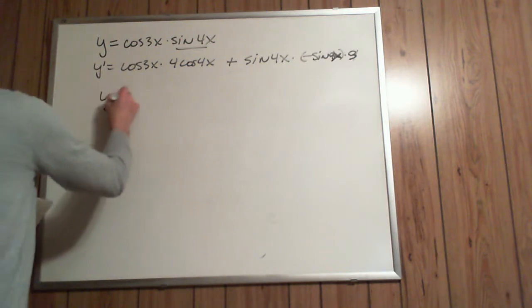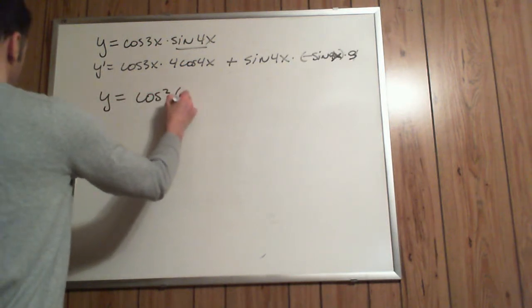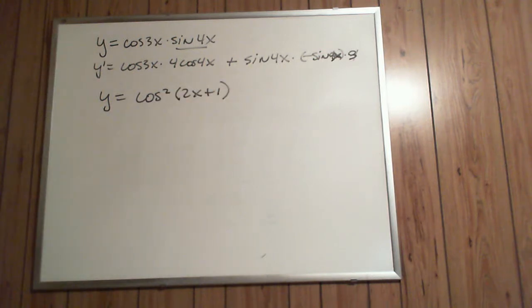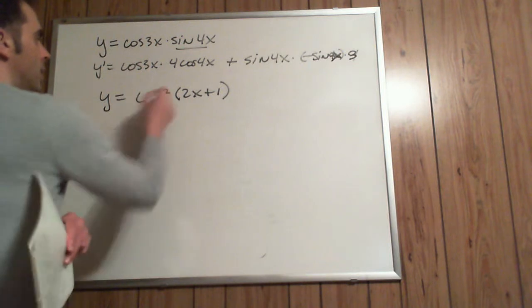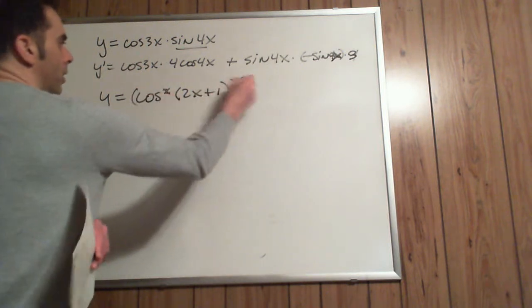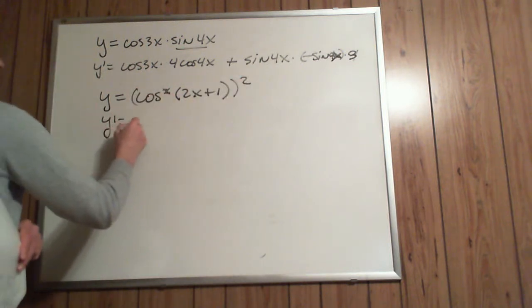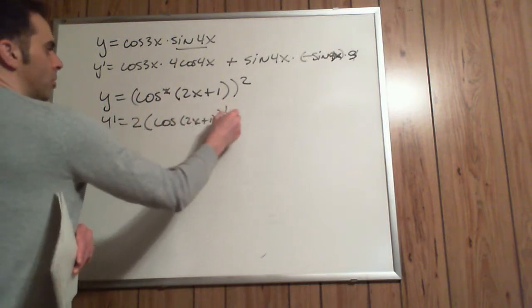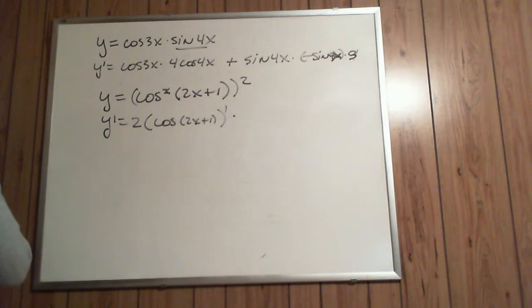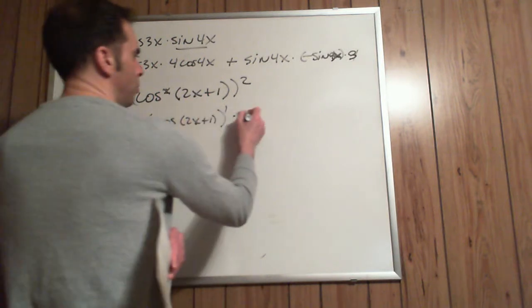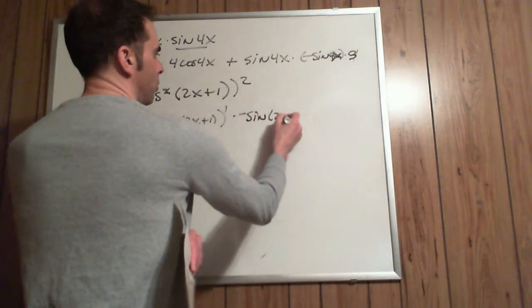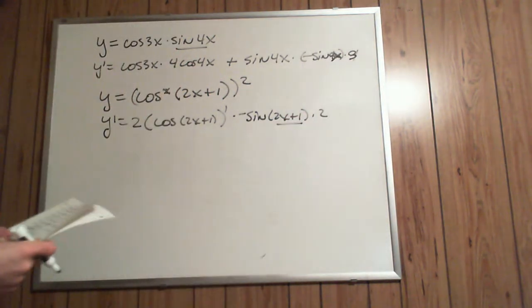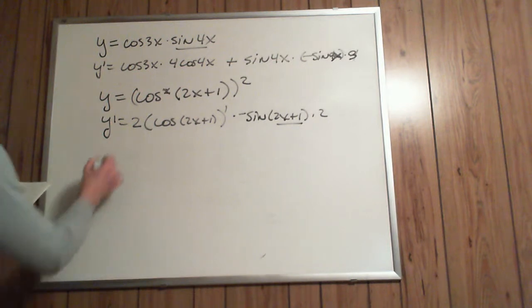Next is a common mistake. y equals cosine squared of 2x plus 1. In this example here, take the square to the outside. So then y prime would be: drop the power down, repeat the inside, decrease it by 1, times the derivative of the inside, which would be negative sine of 2x plus 1 times the derivative of the inside yet, which is 2.